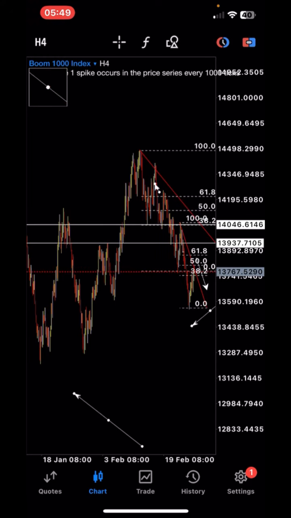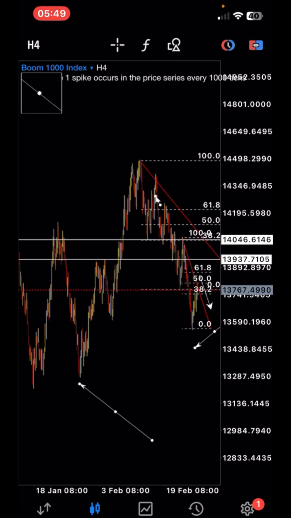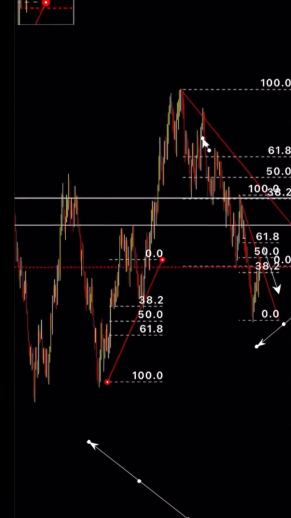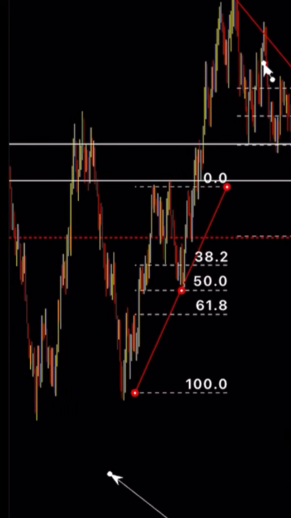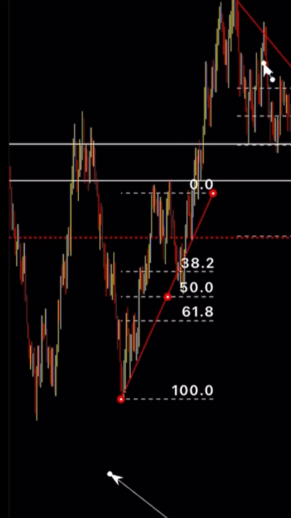So for a bullish movement, you will have to start from down and drag your Fibonacci up in order for you to know where this retracement will end before the next bullish move. Understood? So let's have a little example. I'm going to place it here and drag it up to this place where the move ended.